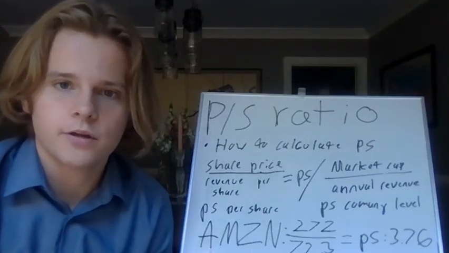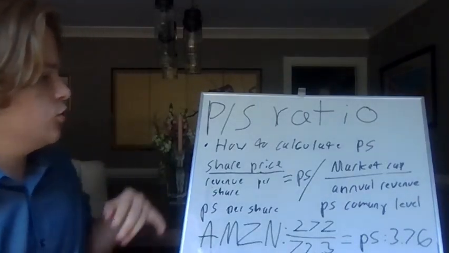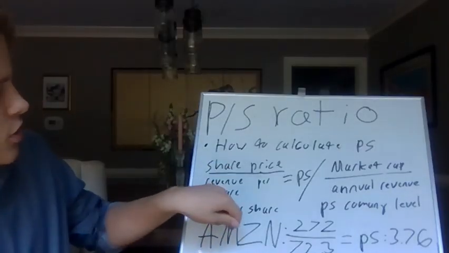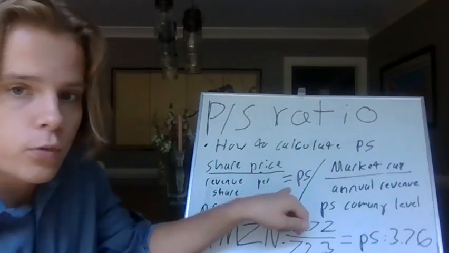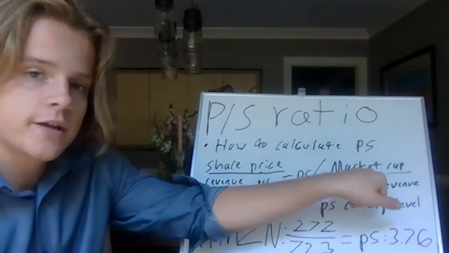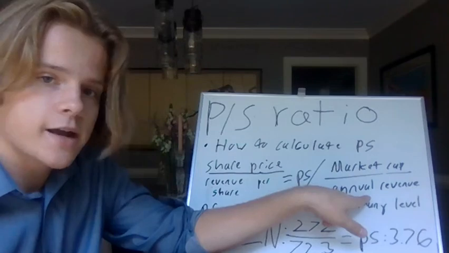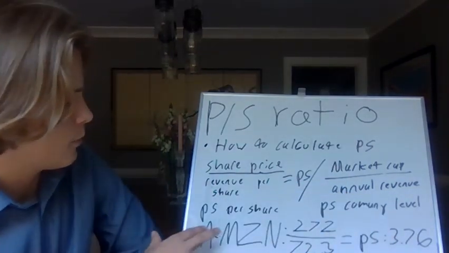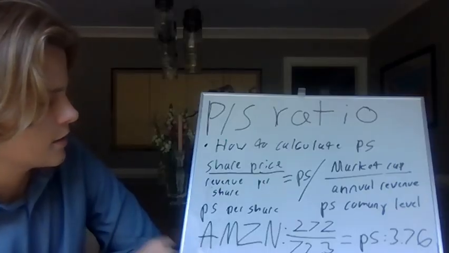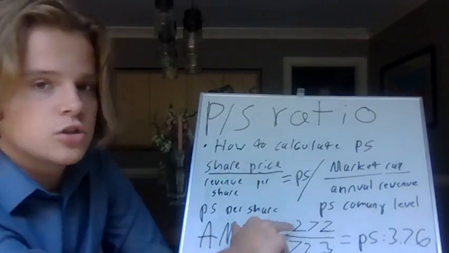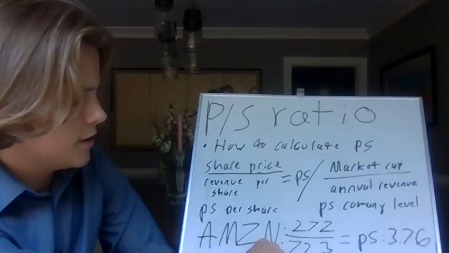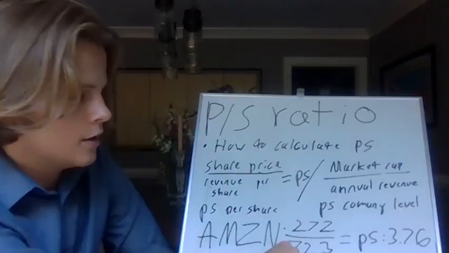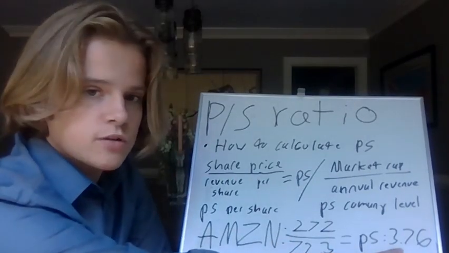Okay, so how do you calculate the PS ratio? There's two ways to do it. You can do it on a per share level: take the share price and divide it by the revenue per share to get your PS ratio. Or you can do it on the company level: take the market cap of the company, divide it by its annual revenue, and then you have the PS on the company level. A per share example for Amazon stock: current share price as of recording is $272 with a revenue per share of 72.3. So that gives it a PS ratio of 3.76.